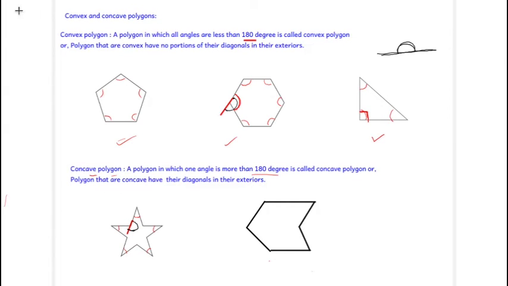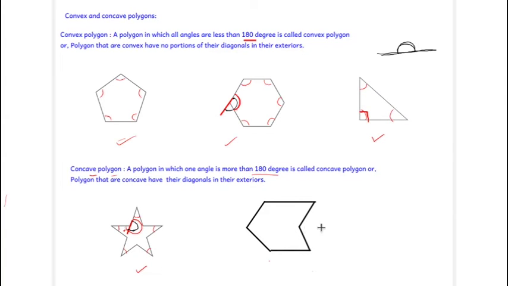Now say our given angle is whatever is there in our figure. This is this whole angle. See, now this portion is more than this 180 degree angle. So that's why this particular angle of the star is more than 180 degrees. And we need only one angle which is more than 180 degrees, then the figure will become a concave polygon. So similarly, this is a concave polygon.